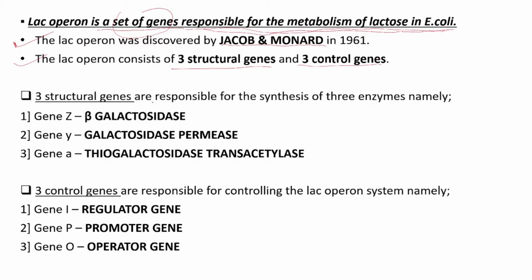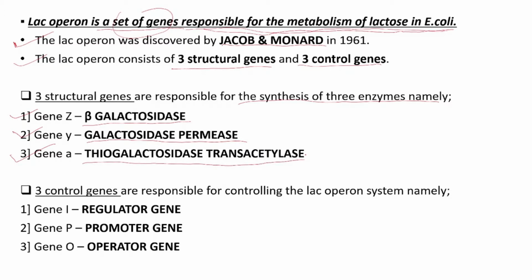The three structural genes are responsible for the synthesis of three enzymes, namely gene Z, which synthesizes beta galactosidase, gene Y, which synthesizes galactosidase permease, and gene A, which synthesizes thiogalactosidase transacetylase.